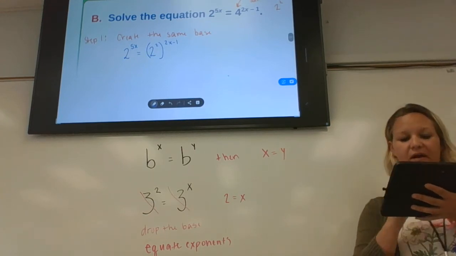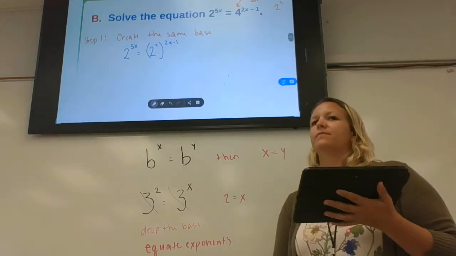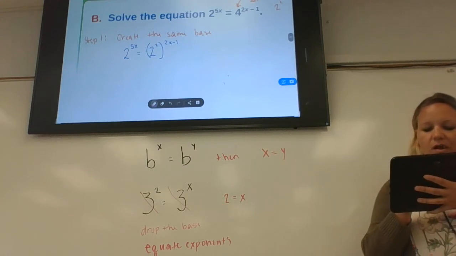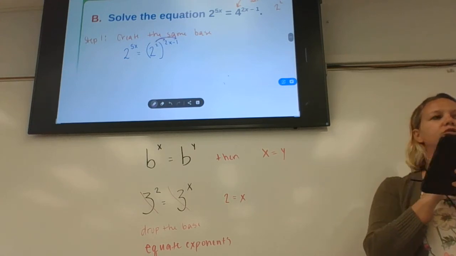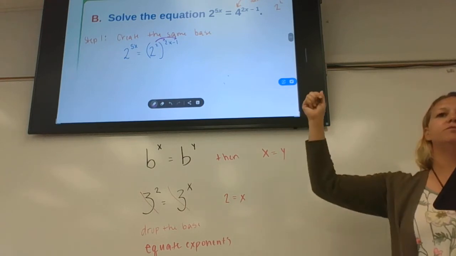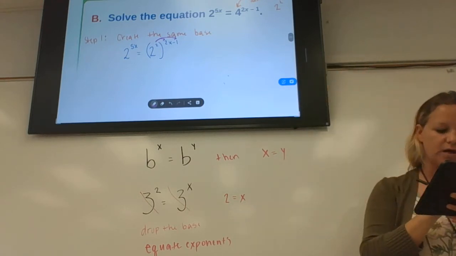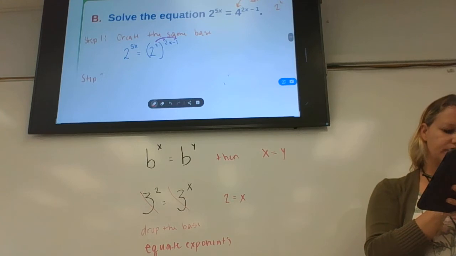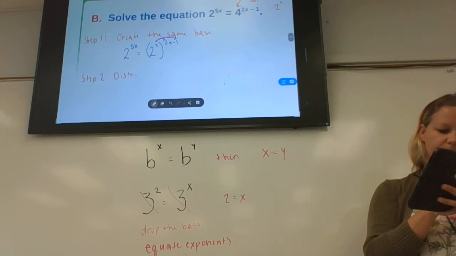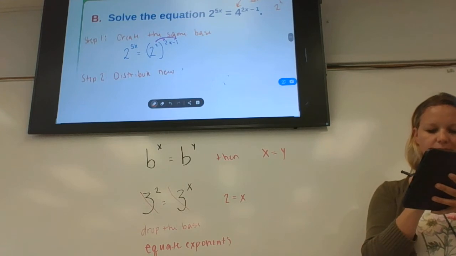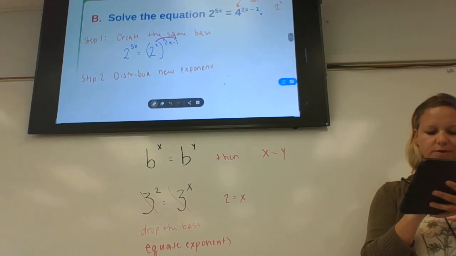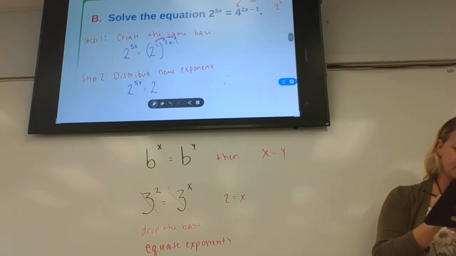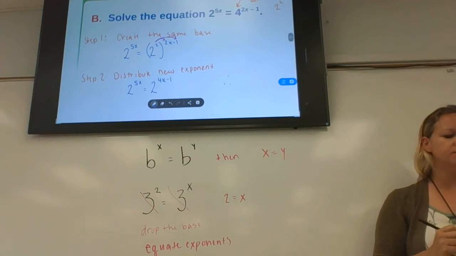What do you think next, Jackson? Haley? It gets a full distribution up there. Do a whole distribution. Make sure you distribute to everything going on up top. Distribute that new exponent. So we have 2 to the 5x equals 2 to the 4x minus 1. No, minus 2.